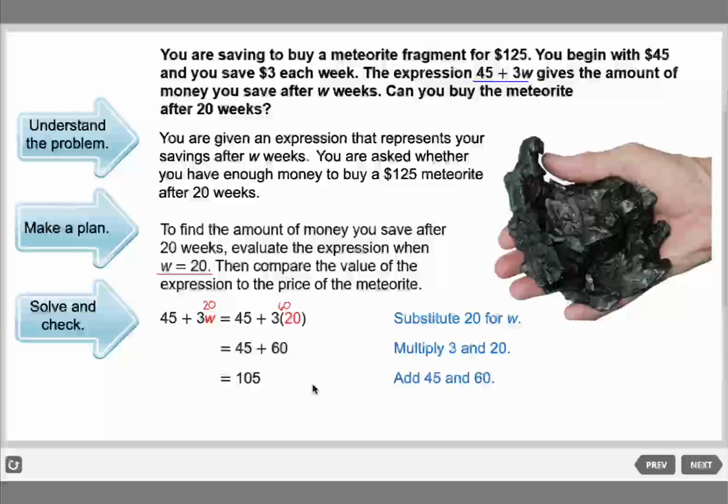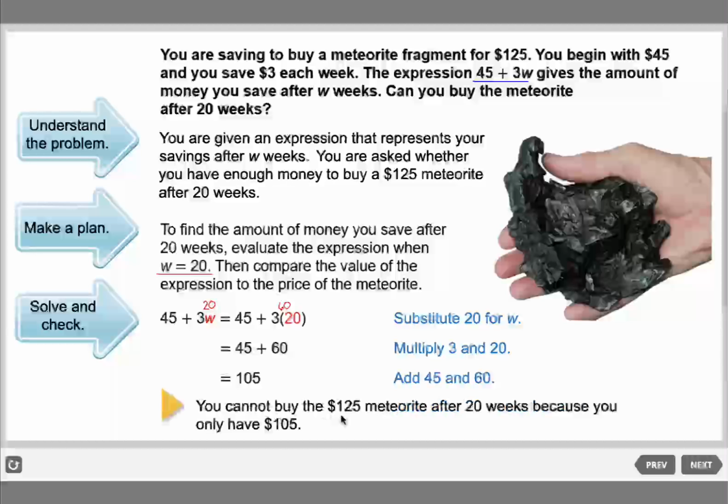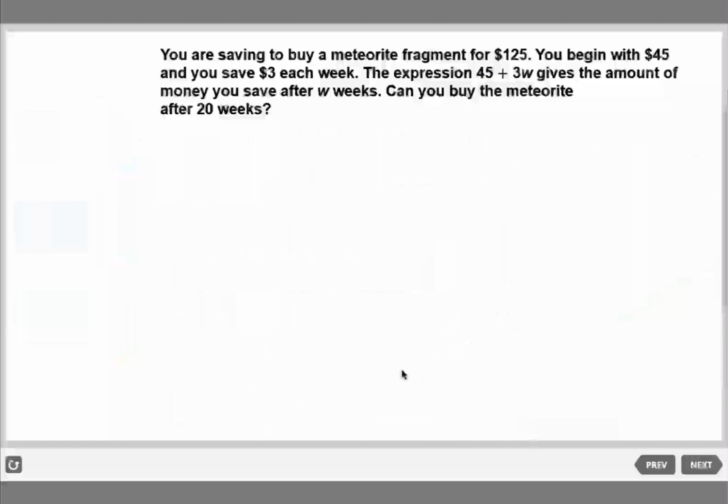Okay. Now we need to compare this to the price. What is the price again? $125. Do you have enough money after 20 weeks? No. So you cannot buy a $125 meteorite after 20 weeks because you only have $105. Okay. We can do this another way. Thank you, Leah. Great work.